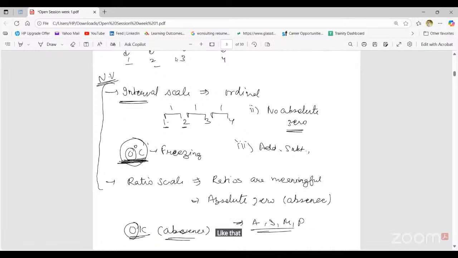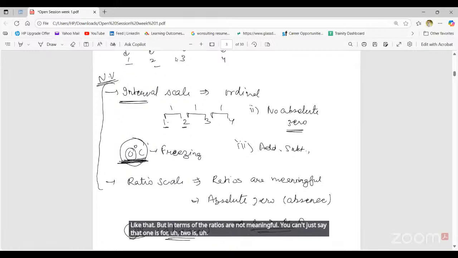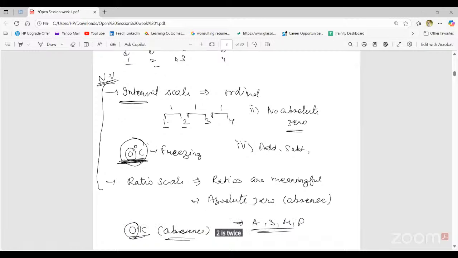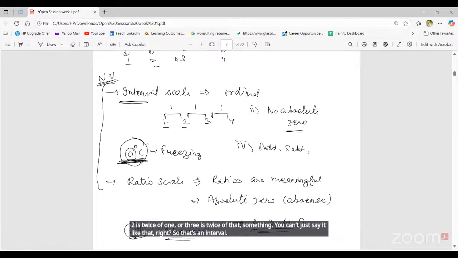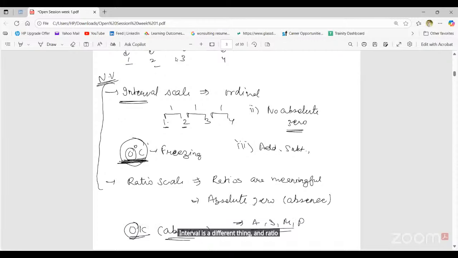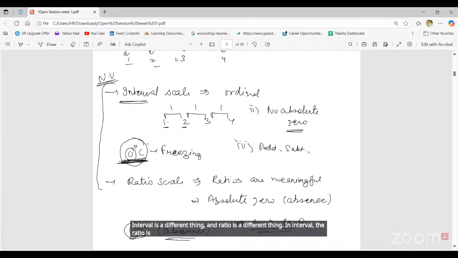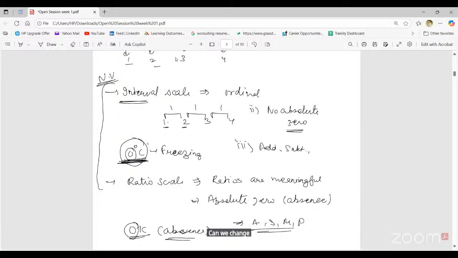But in interval, the ratios are not meaningful. You can't just say that two is twice of one or three is twice of that. Interval is a different thing and ratio is a different thing. In interval, the ratio is not meaningful, but in ratio scale, ratios are meaningful. Okay, ma'am. Can we change ratio scale to interval scale? No, we can't.